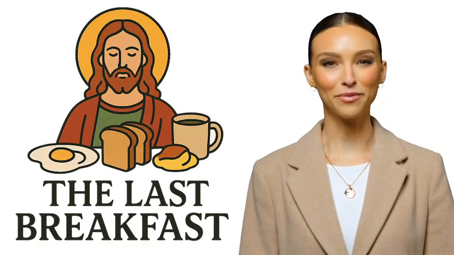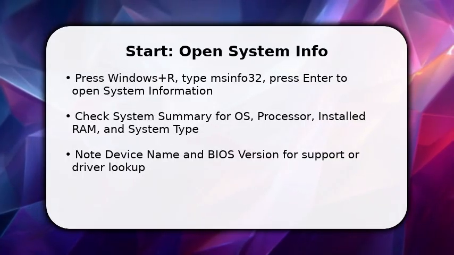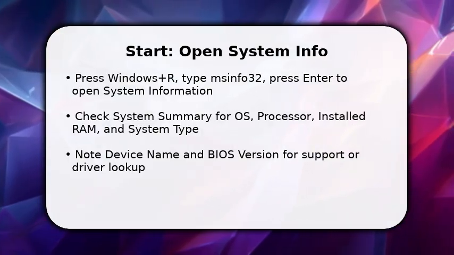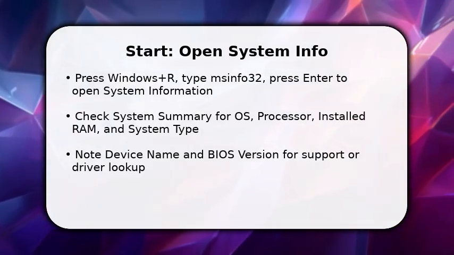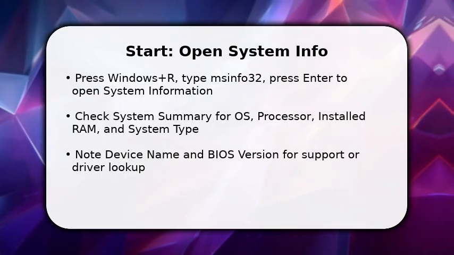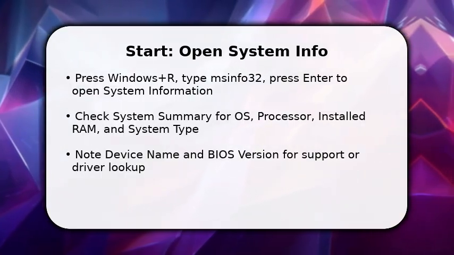Please enjoy the video. You begin by opening system information because it aggregates core specs quickly. Press Windows plus R, type msinfo32 and hit Enter. This launches a detailed view.